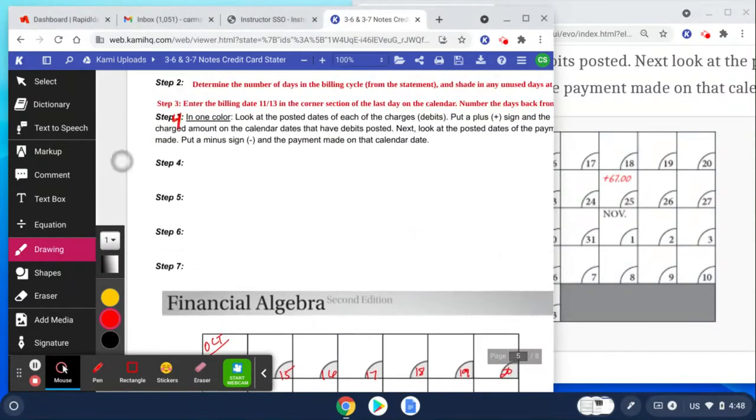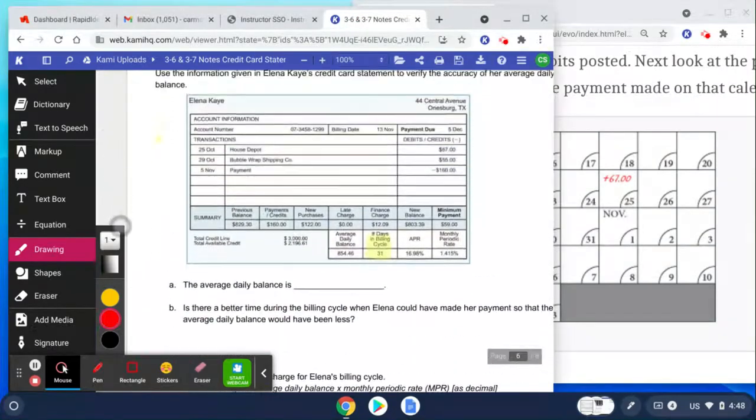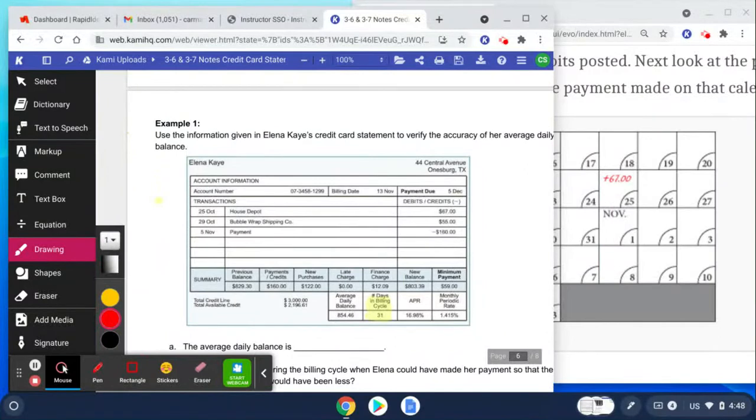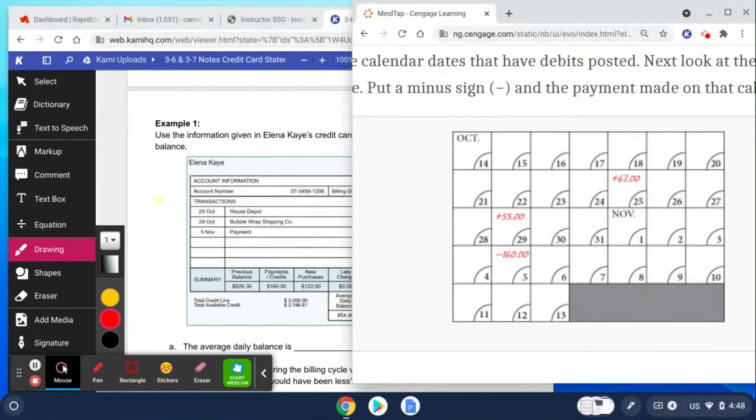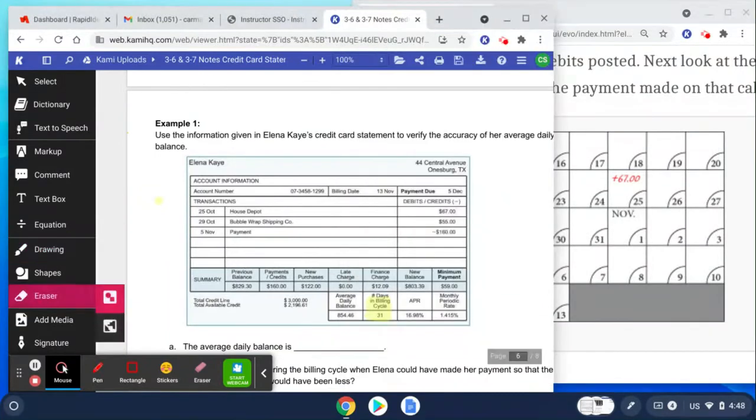We're going to look back at her statement. Do you see how she has a charge for House Depot for $67? That's on October 25th. She has a charge for Bubble Wrap Shipping Company for $55 on October 29th, and then she has a payment on November 5th. So now look at the calendar items that we're going to be adding in.